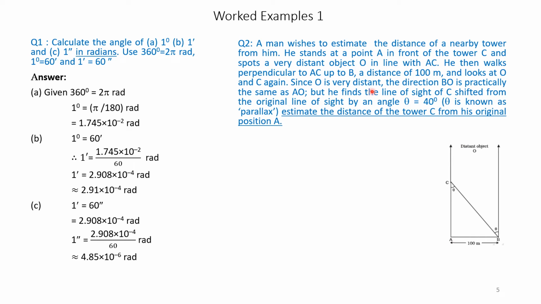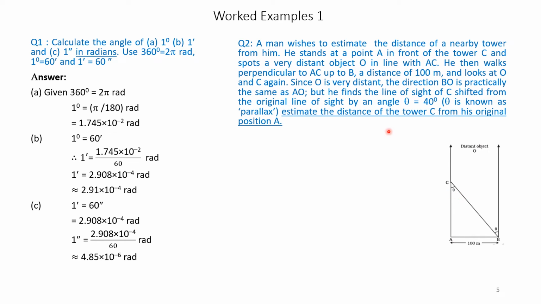Since O is very distant, the direction BO is practically the same as AO. But he finds the line of sight of C is shifted from the original line of sight by an angle theta. This theta is given as 40 degrees. That is parallax. Due to parallax, he shifts his angle.